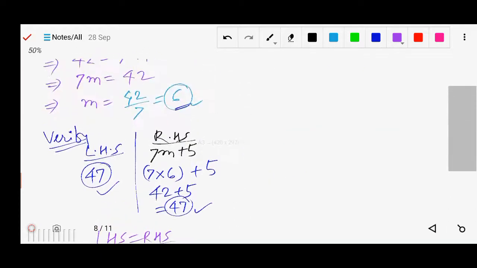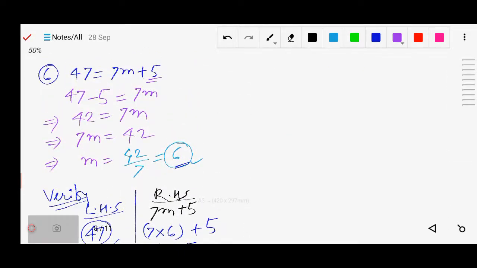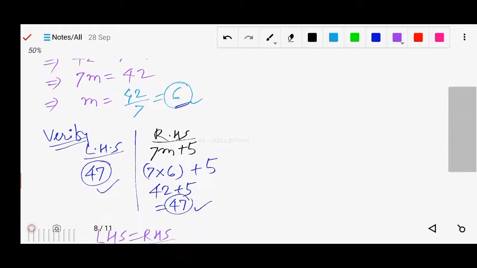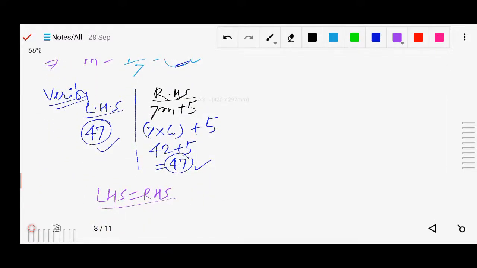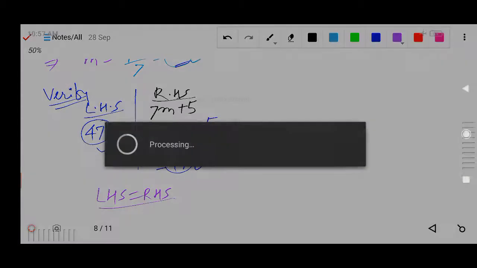Okay, understood how we have solved? First find the value of m, then put it in the right side and the left side and check that it is equal or not. Okay, this is the verification.